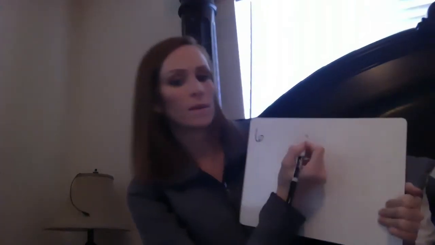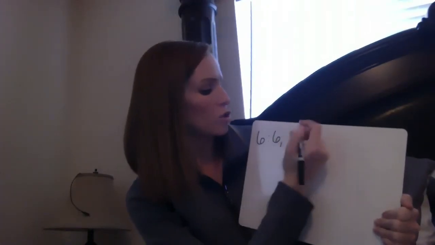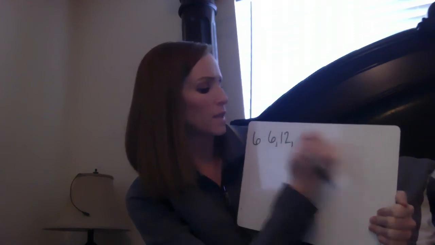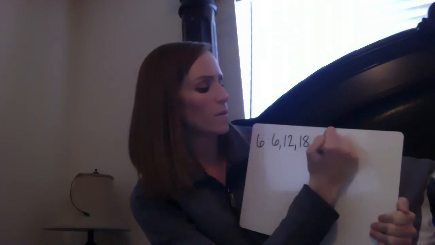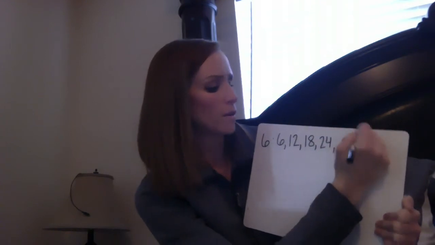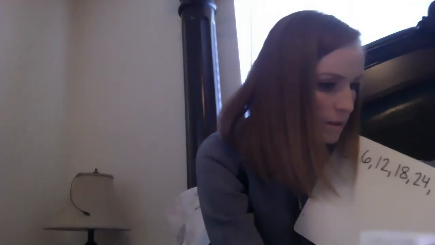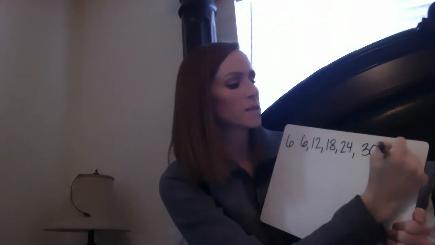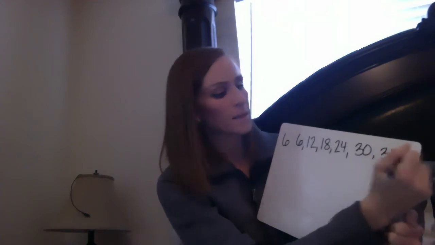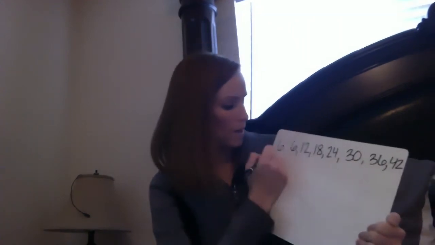Let's do that together. We have 6, let's multiply that out. Okay, 6 times 1 is 6. 6 times 2 is 12. 6 times 3 is 18. 6 times 4, 24. 6 times 5, 30. See how high they want us to go on this. They want us to go for a while. But we're finding least common, so I'm just going to do a couple more. 6 times 6 is 36. 6 times 7, 42.